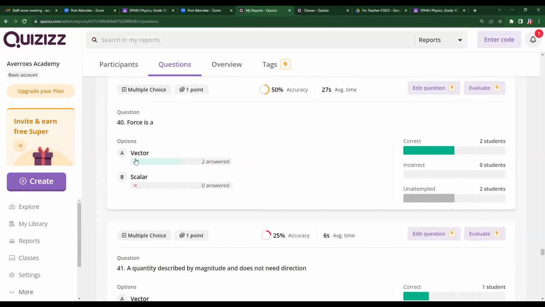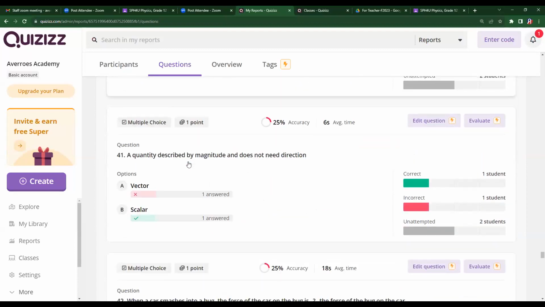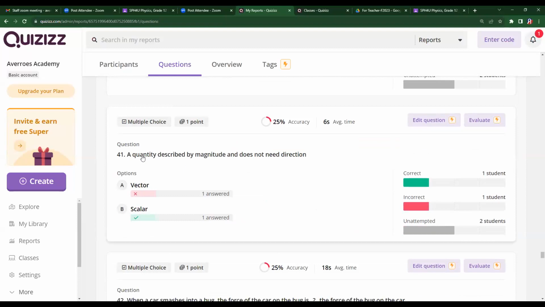Force is vector because it has magnitude and direction. Okay, so both girls answered correctly. Quantity describes a magnitude but doesn't need direction. So it's scalar. So only number and unit, no direction.